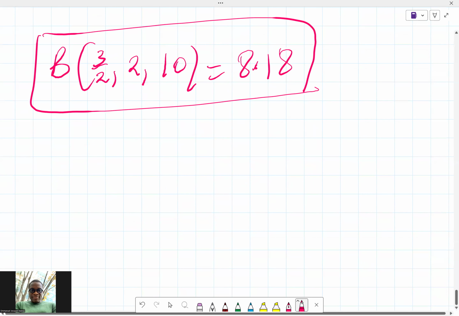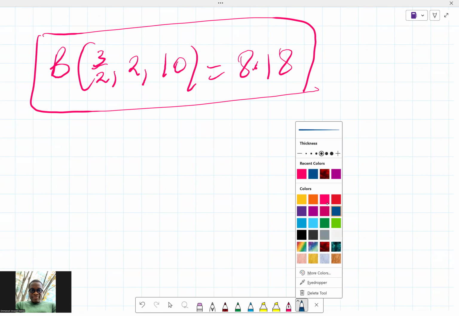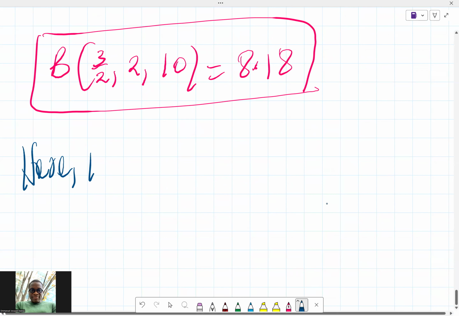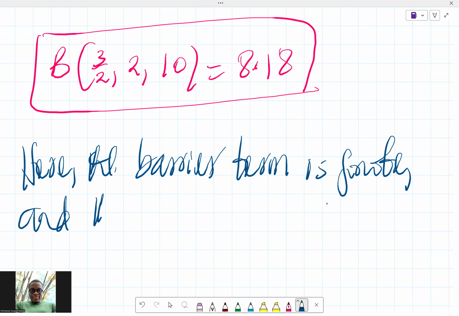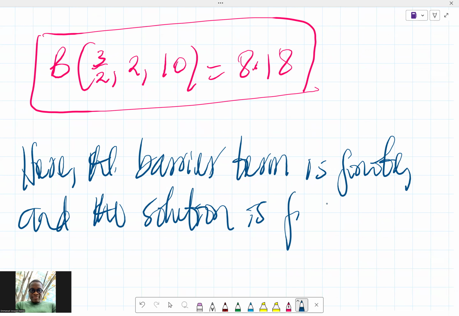So what this teaches us is that here, the barrier term, in this case now the barrier term is not infinite like the other case. The barrier term is finite. Okay, it's not infinity, and the solution is feasible.